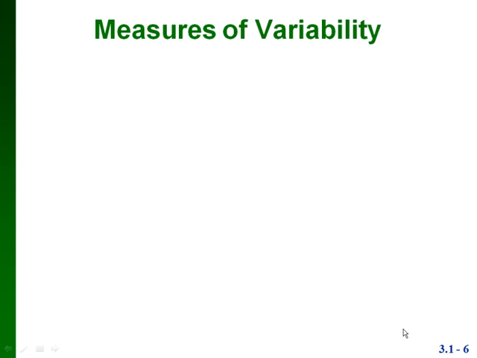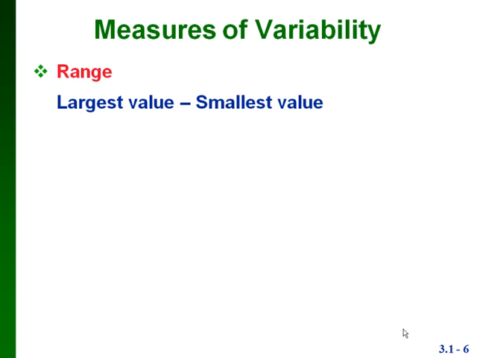This video will quickly talk about some measures of variability in a data set. The first and maybe the easiest to find is the range. To find the range, you just take the largest value in the set minus the smallest value in the set.